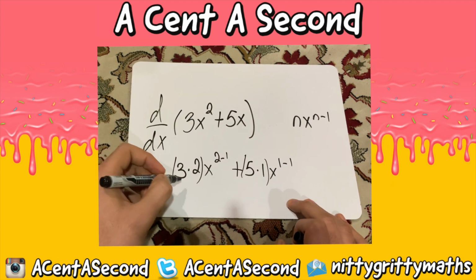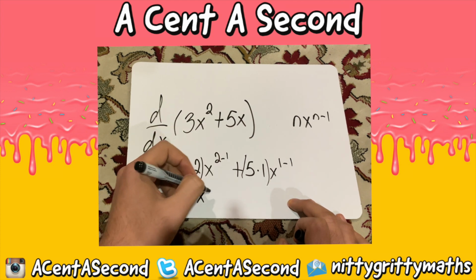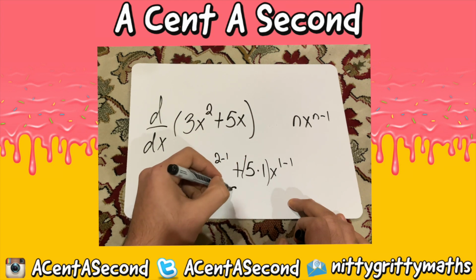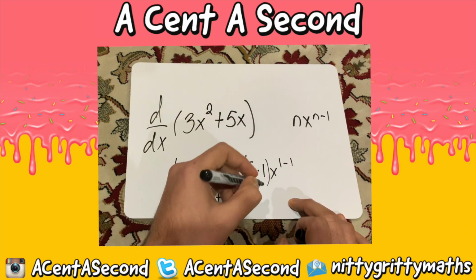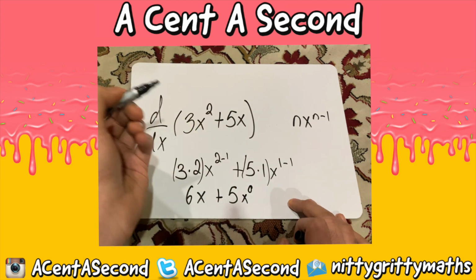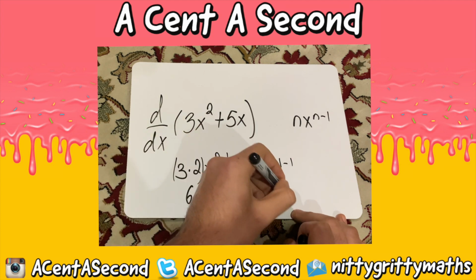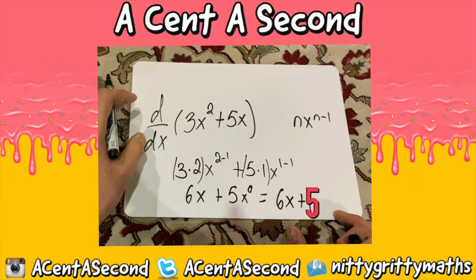And then you do 3 times 2 is 6, and then x, and then 2 minus 1 is 1. We can leave the x as it is, plus 5 times 1 is 1, and x, but then 1 minus 1 is 0, and anything to the 0 power is 1. So in this case, you would have 6x plus 5. So that would be the derivative of this expression.